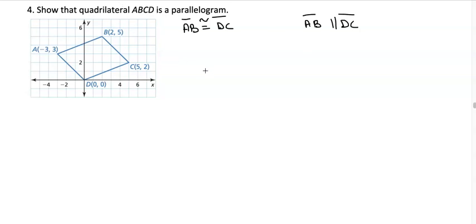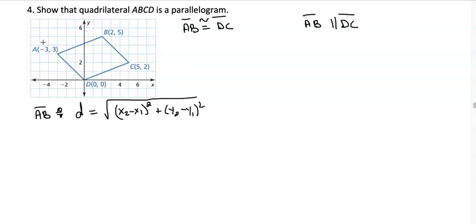So I'm going to find the distance of AB, and I can do this with the distance formula or the Pythagorean theorem, and I'll do one of both just to bring back some memories. So if I use the distance formula, d is equal to the square root of the difference of my x's squared plus the difference of my y's squared. Here's A, A is negative 3, 3, B is 2, 5.